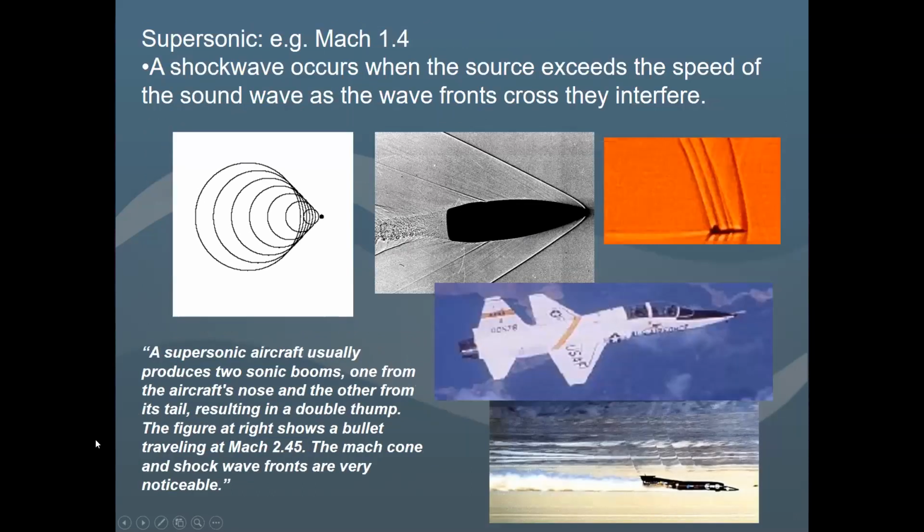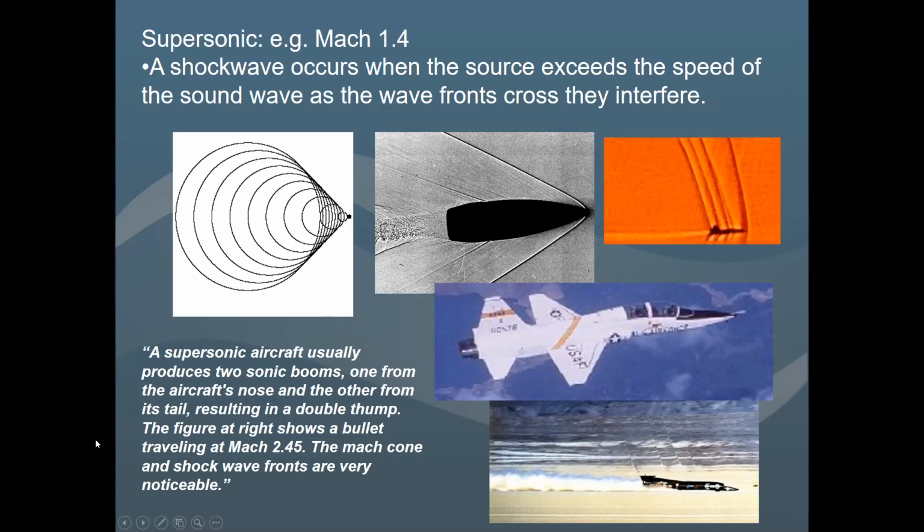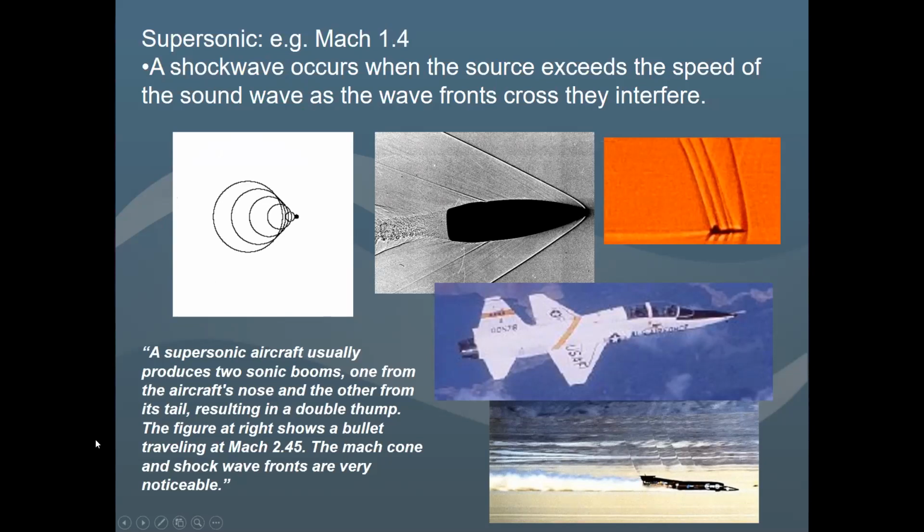Supersonic is when something travels faster than the speed of sound. When this occurs, a shock wave is created when the source exceeds the speed of the sound wave, and as the wave fronts cross, they interfere. So as a jet or an object goes faster than the speed of sound, as they cross that barrier that we talked about in the last slide, they will notice this as they break that sound barrier.